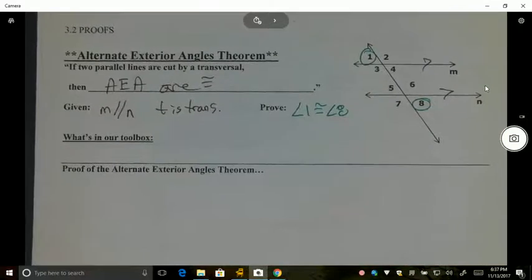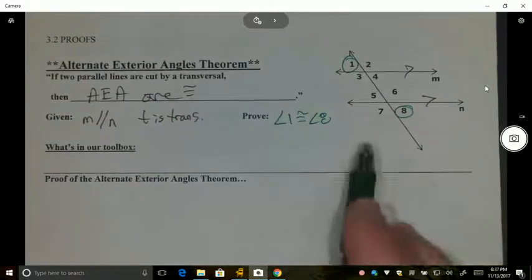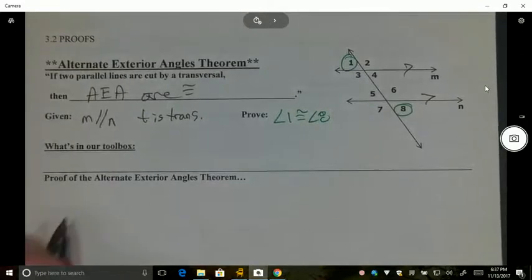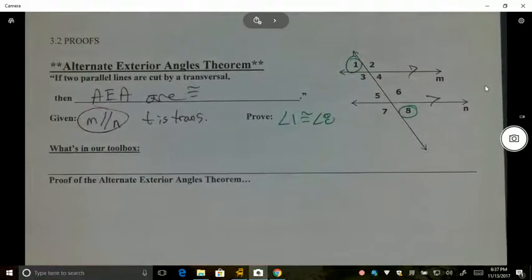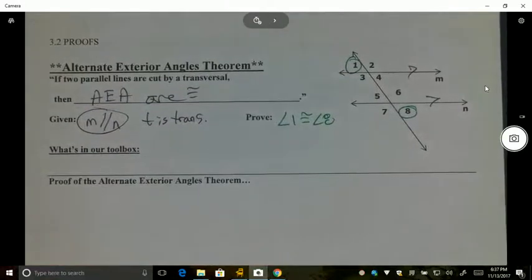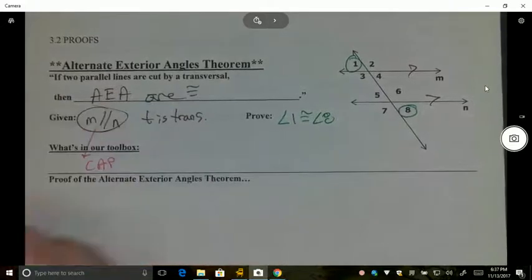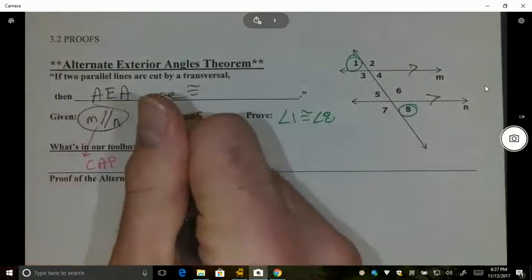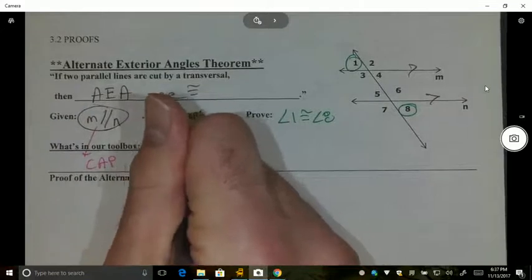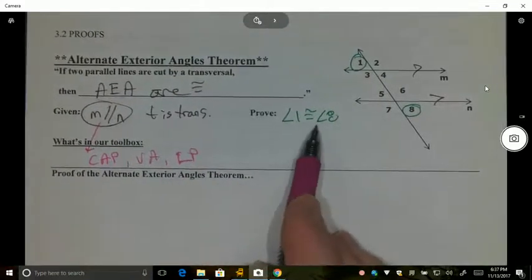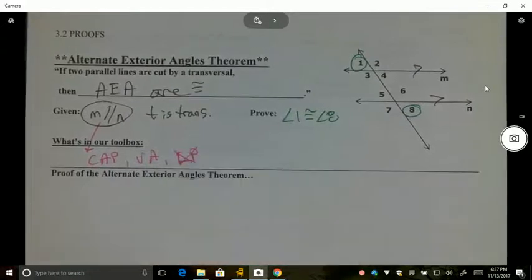See if you can pause the video and come up with a game plan to get from angle 1 to 8. Think about what's in your toolbox. It's the same thing that was in our toolbox both times. The m is parallel to n does allow us to use corresponding angles. We can always use vertical angles, and we can always use linear pairs. Although because I'm trying to prove congruence, I'm probably going to avoid the linear pairs, but it is an option. It just will take a lot more steps.